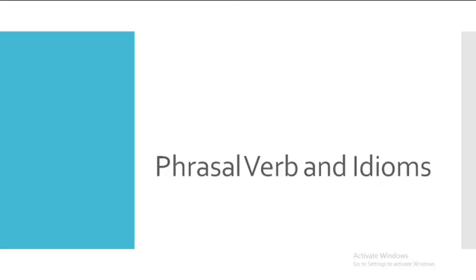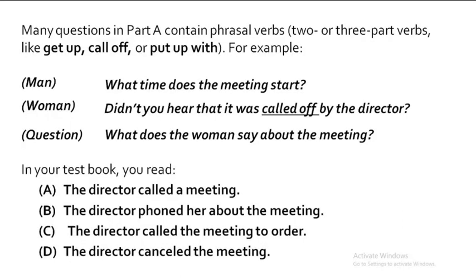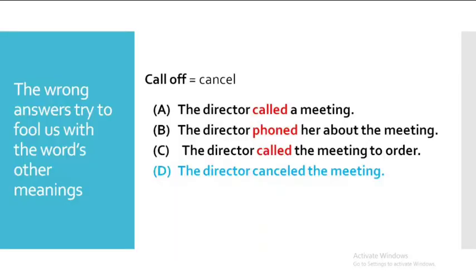Then, about phrasal verbs and idioms. Many questions in Part A contain phrasal verbs. For example, questions like these. The woman said the meeting was called off by the director. The wrong answers try to fool us with the word's other meaning. The only option without the word "call" or "phone" is D. So the answer is D, because "called off" means cancel.